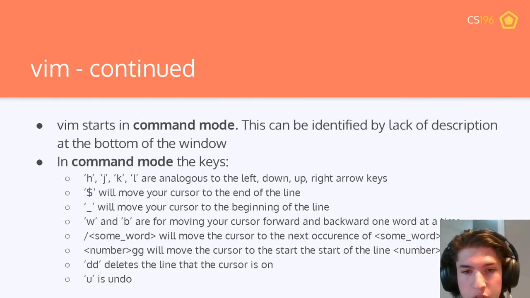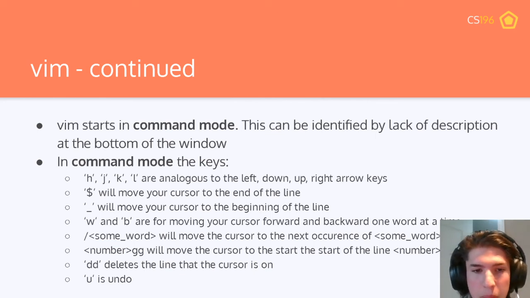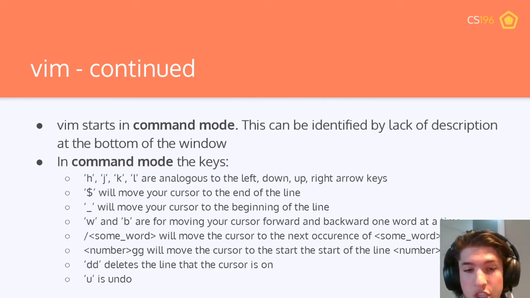The $ sign will move your cursor to the end of the line, while underscore will move your cursor to the beginning of the line. W and B allow you to move your cursor forward and backward one word, just using space as a separator. If you do forward slash and then some word, it'll move your cursor to the next occurrence of that word. If you type some number and then GG, it will move your cursor to that line number. So if I do, say, 1 GG, it'll take me to the first line. If I do 50 GG, it'll take me to the 50th line, or I guess the last if there aren't 50 lines.